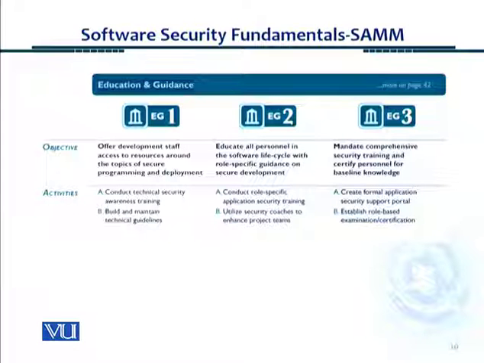And then we have the next practice: educate all personnel in the software lifecycle with role-specific guidance on secure development. What are they actually doing? Conduct role-specific application security training, utilize security coaches to enhance project teams, and you can also utilize external consultants and external training. And then we have another practice: mandate comprehensive security training and certify personnel for baseline knowledge, and actually test them and certify them. Create a formal application security support portal, and you place all your information, your training and your documents there so that access is provided to everyone, and establish a role-based examination and certification track.